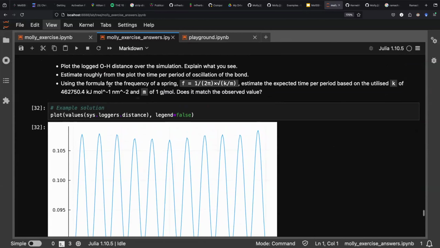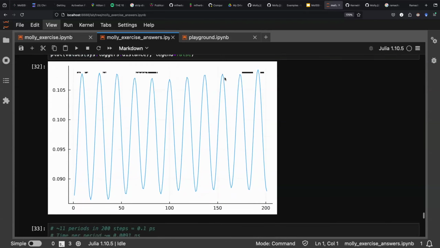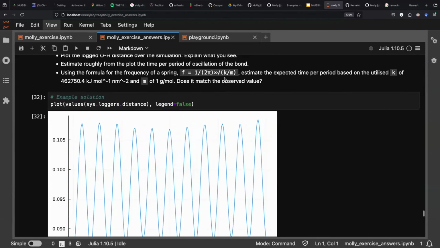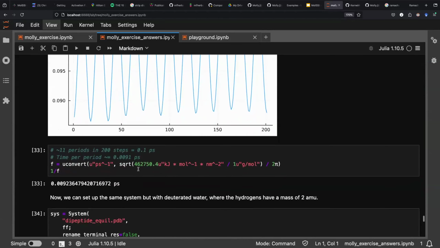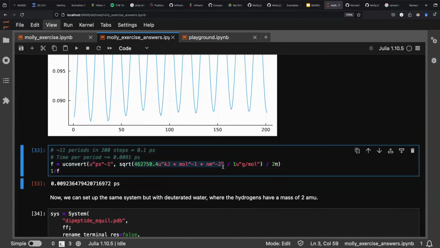And then, using the formula for the frequency of a spring, estimate the expected time based on the spring constant. So in this case, we can use UnitFul again. So we can write something like this. We've got our spring constant here, and then the mass here, and then we just convert it to a unit that's relevant to us here, picosecond, which gets us the frequency. And then if you invert the frequency, you get the oscillation time, and the oscillation time is about 9 femtoseconds, which matches, right? So this is what you should expect.